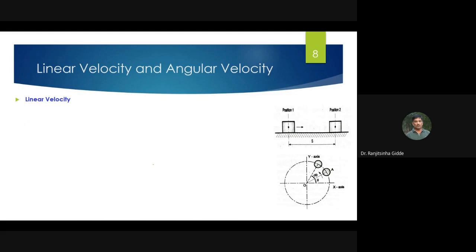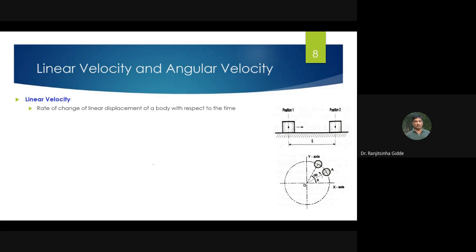As per your examination, it may be descriptive type or MCQ type. If descriptive type is there, 14 MCQs will be there. So from small definitions, MCQs are formulated. Okay. So write down linear velocity.